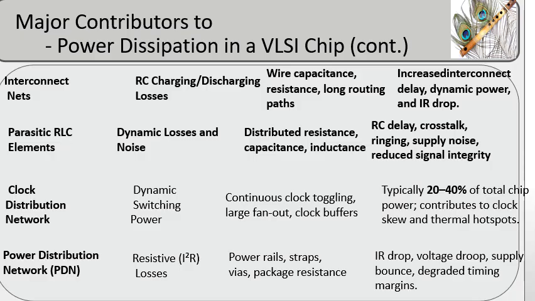The associated parasitic resistance, capacitance, and inductance increase dynamic switching power, IR loss, signal delay, cross-talk noise, and self-heating. Consequently, interconnect power has become comparable to, and in many advanced technologies even exceeds, the power dissipated by the logic gates themselves.